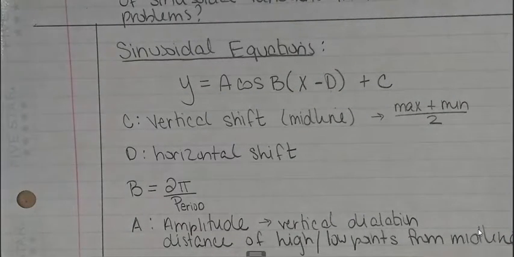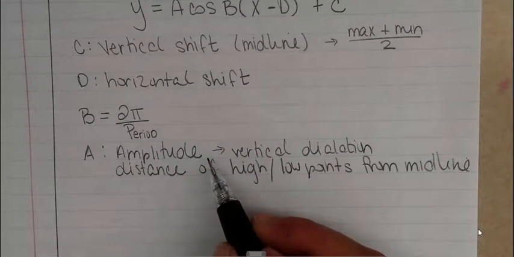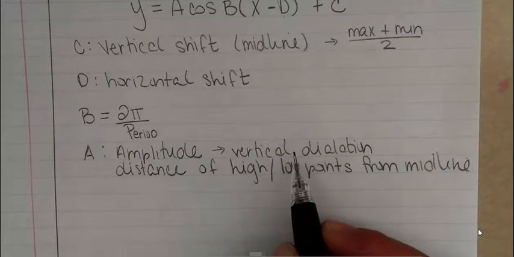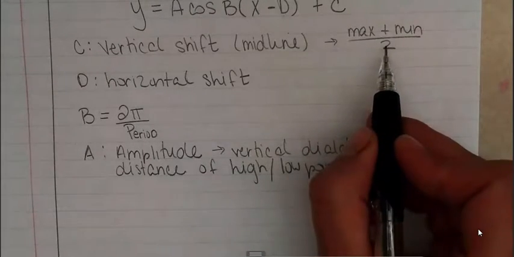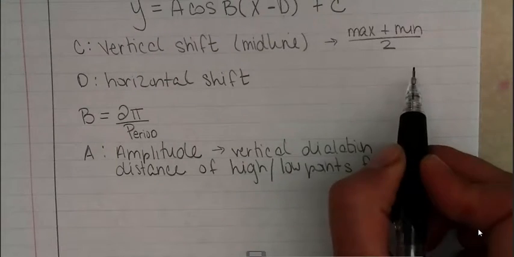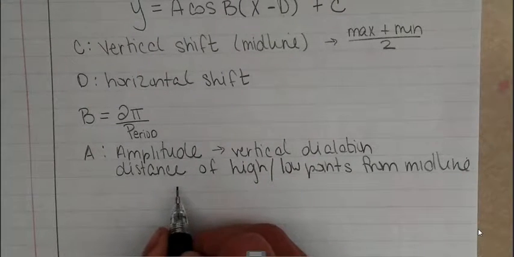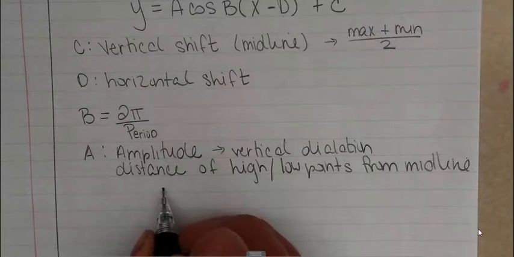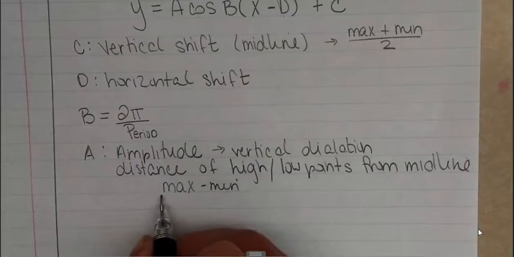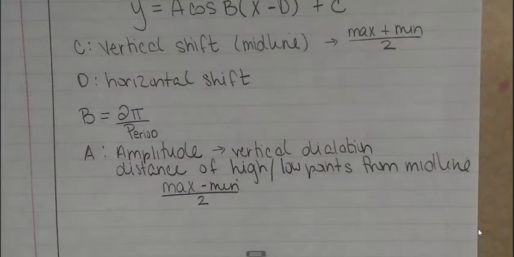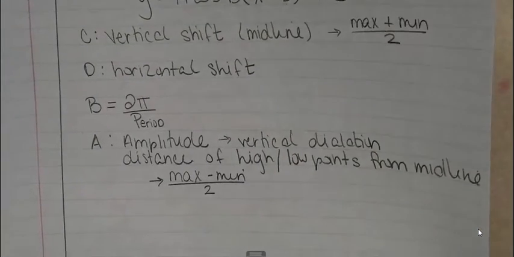All right, and then sometimes you may have a hard time finding that amplitude. One way you can find your amplitude, this is really intuitive, okay? Basically what you're looking for is distance, right? And when we're looking for distance, we're going to do the max minus the min divided by 2. And that will give you where your amplitude is located. Okay? All right.